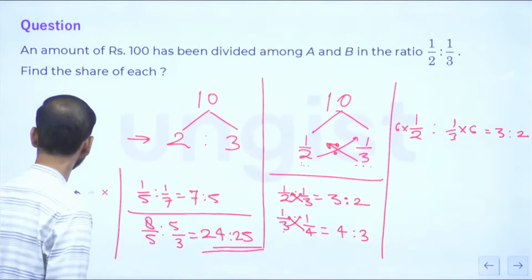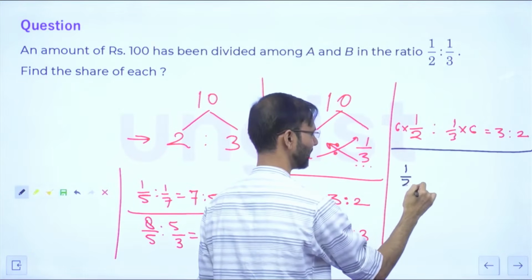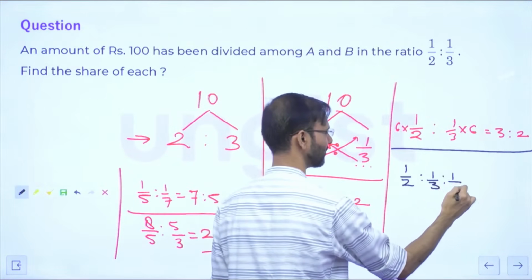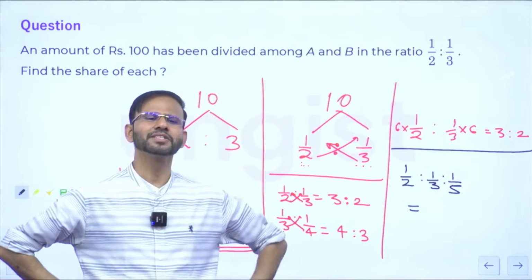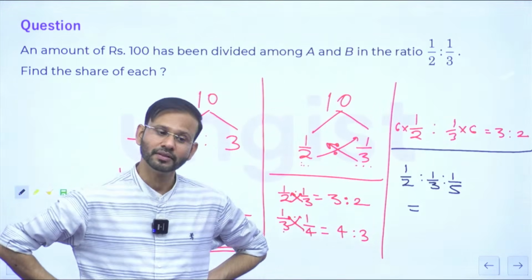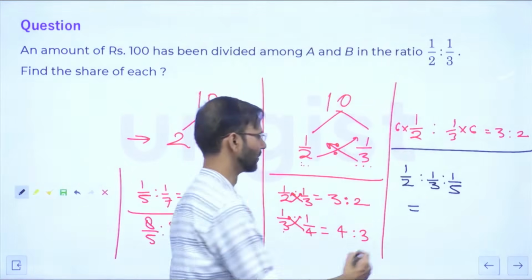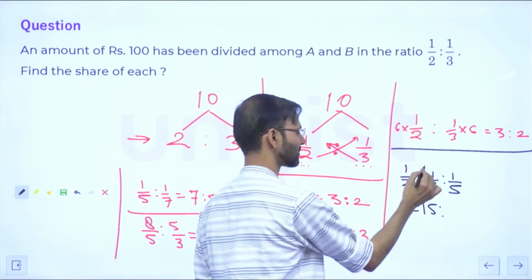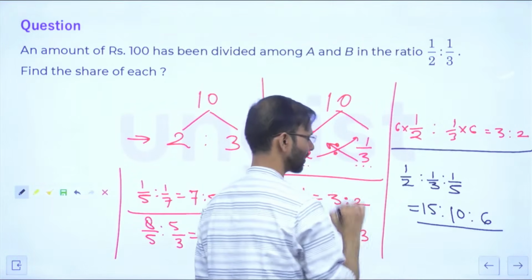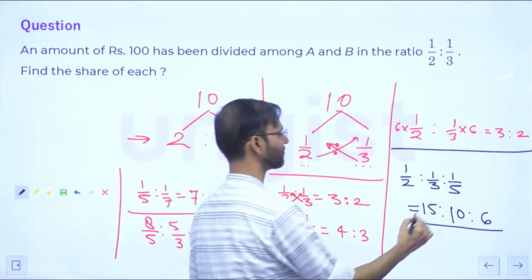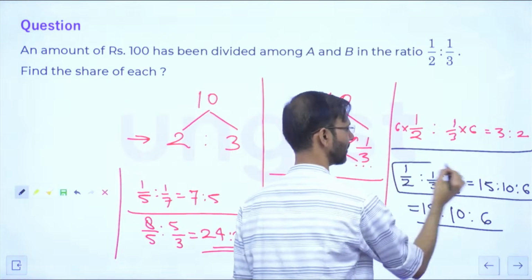Right? For example, everybody, the question is 1 by 2 is to 1 by 3 is to 1 by 5. Guys, what is the LCM of 2, 3, 5? Just multiply them. 30. Yes. Now this into 30 will give you what? 15. And this into 30 will give you what? 10. And this into 30 will give you what? 6. Very good. So guys, 1 by 2 is to 1 by 3 is to 1 by 5 is same as 15 is to 10 is to 6. Everybody okay with this?